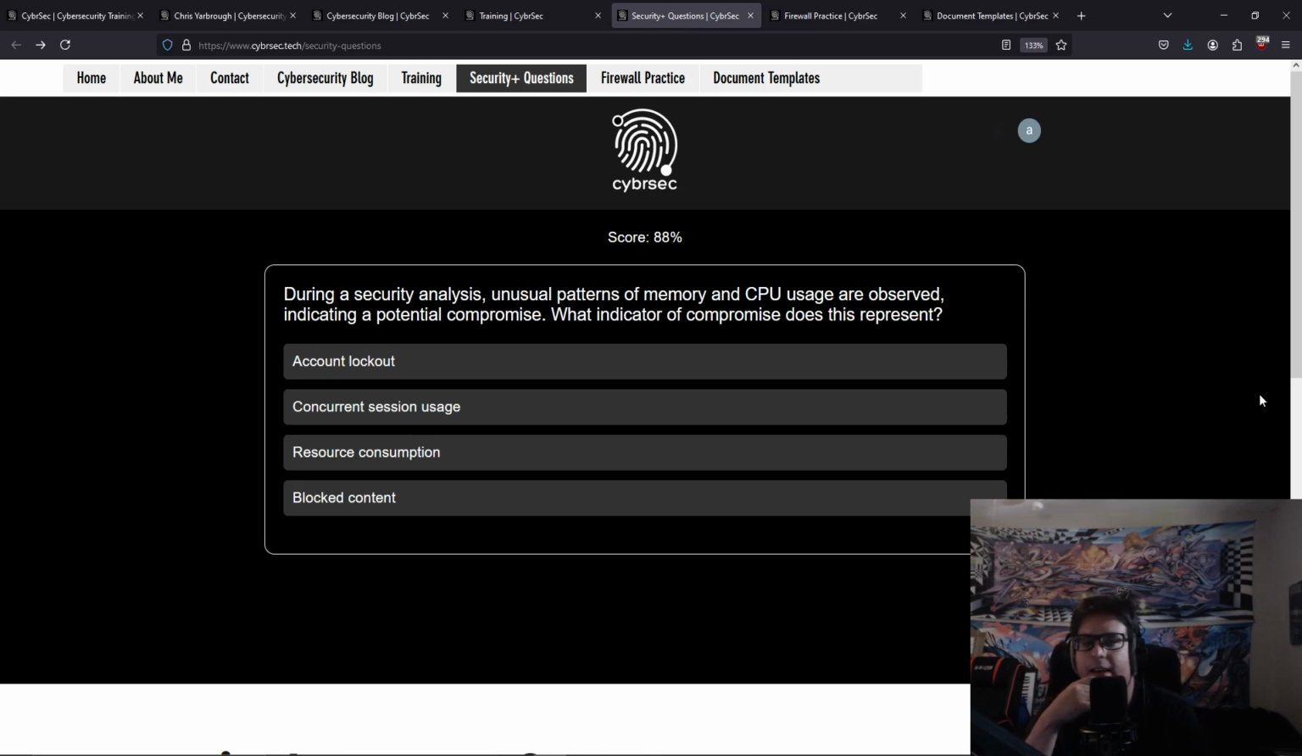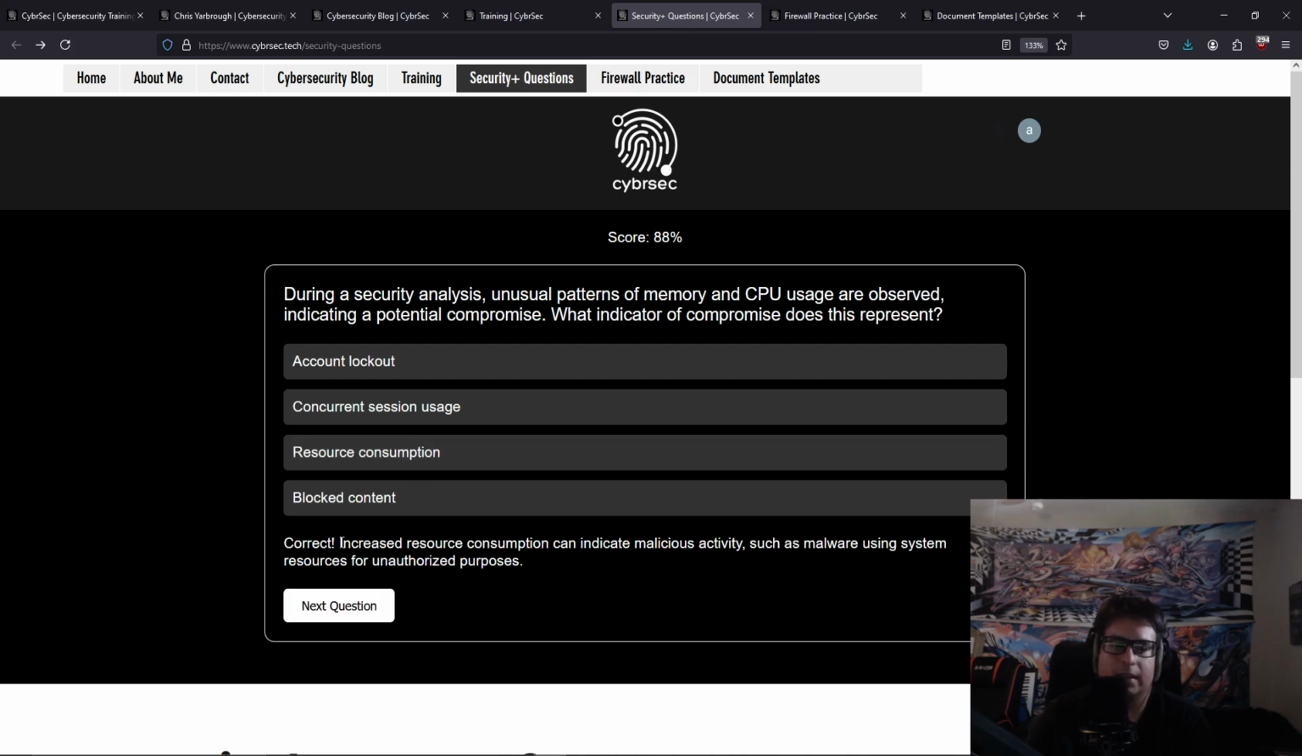During a security analysis, unusual patterns of memory and CPU usage are observed, indicating a potential compromise. What indicator of compromise does this represent? Memory and CPU usage would be resource consumption. Correct. Increased resource consumption can indicate malicious activity, such as malware using system resources for unauthorized purposes.